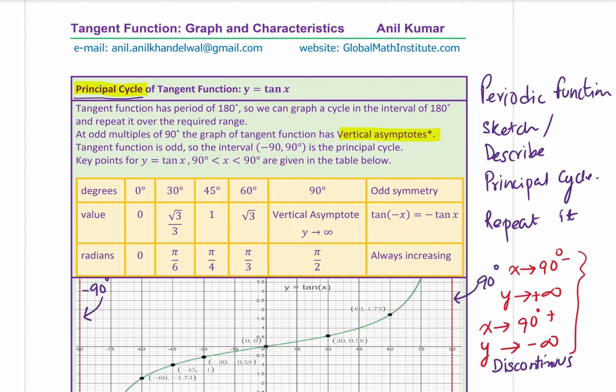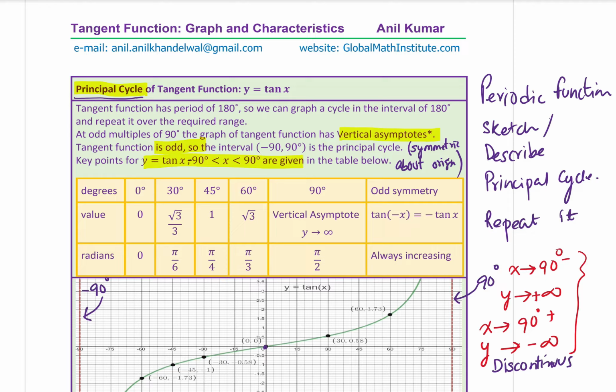Since it is symmetric about the origin, that is what we mean when we say odd symmetry, correct? So it is important to note that from minus 90 degrees to plus 90 degrees, we could consider one cycle, and we'll call that cycle the principal cycle. So the principal cycle for tan x will be from minus 90 degrees to plus 90 degrees.